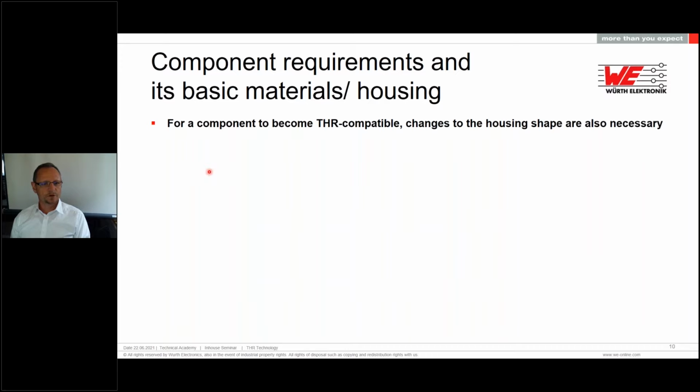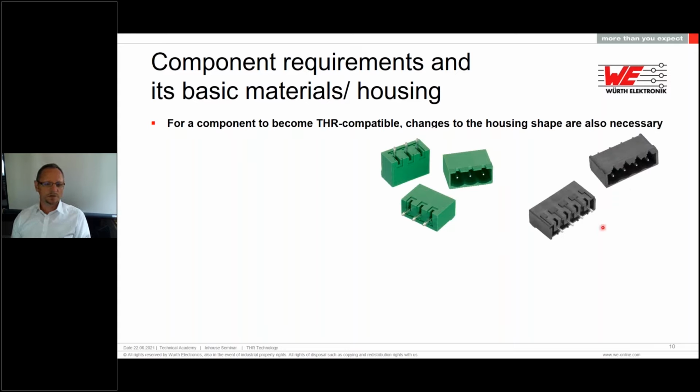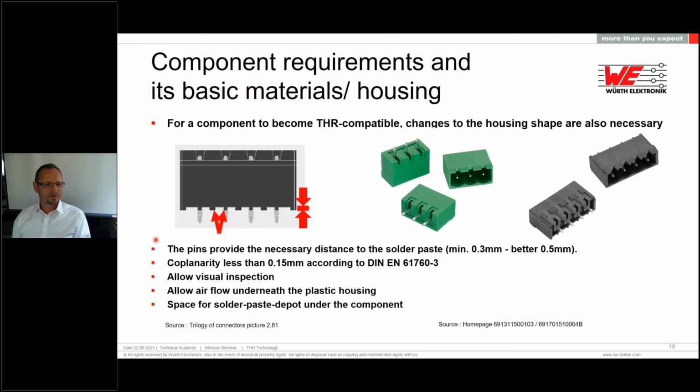So for a component to become THR compatible, it's also necessary that the housing changes. We can't use the same housings, as we know. So we saw this in the intro already. This is about the same form factor, but it looks different. So what's different? We have some pegs here. These are called the standoffs. Those standoffs are creating a gap between the PCB and the component itself. So this gap should be at least 0.3 millimeters or better 0.5.